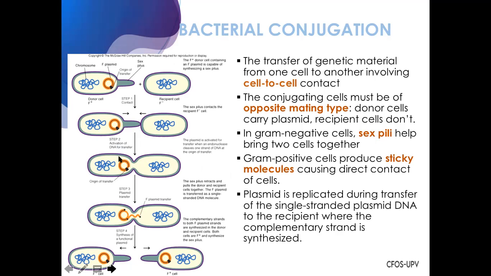the plasmid. The plasmid is activated upon the attachment of the pilus, no? And then there will be an origin of transfer on the plasmid. It transfers to the recipient cell until it forms its own plasmid molecule here. And then the complementary strands of both F plus plasmids are synthesized in the donor and recipient cell. So after the conjugation process, both cells become donor cells, capable already of becoming a donor cell.